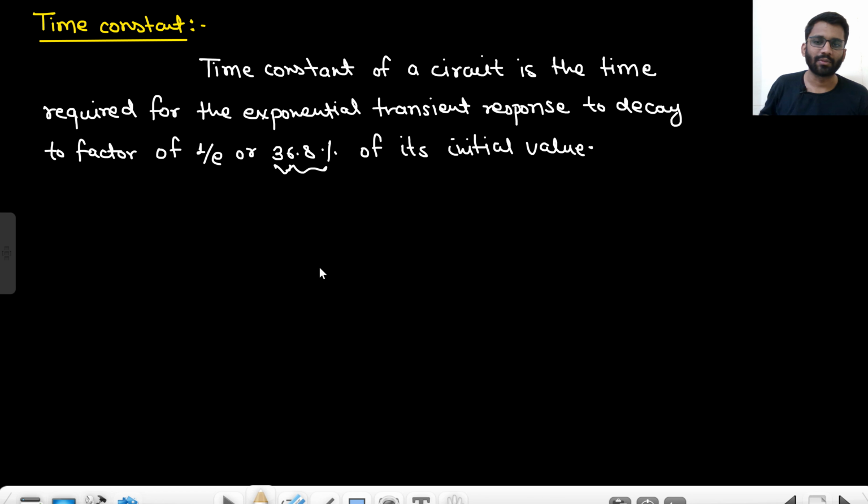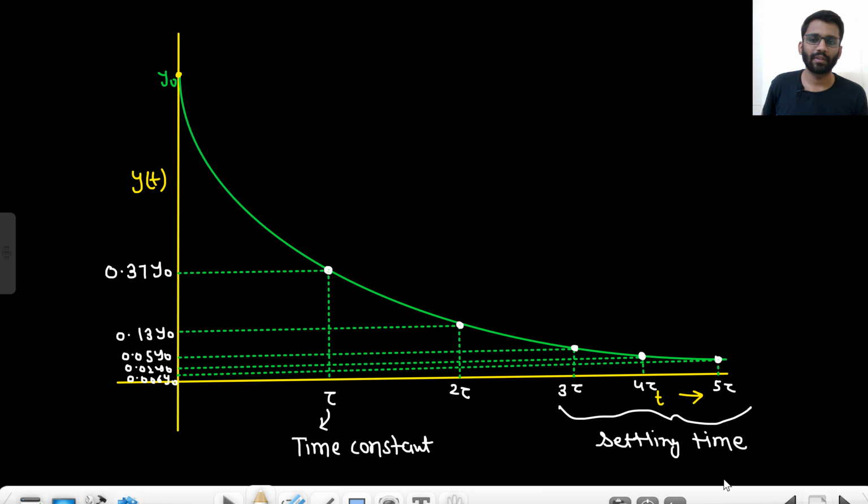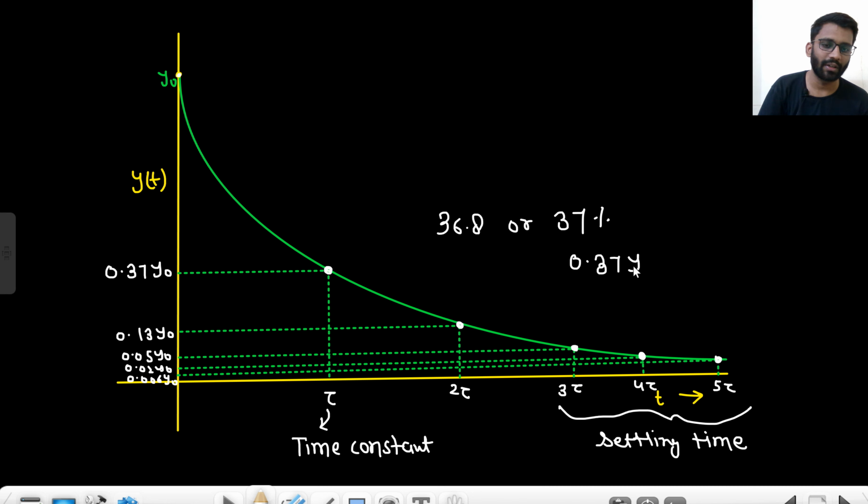So what is time constant? The time constant of a circuit is the time required for the exponential transient response to decay to a factor of 1 by e, or 36.8% of its initial value. What was its initial value? Y naught. When it is going down to 36.8, or you can say 37% of its initial value. So what is 37% of its initial value? That is 0.37 y naught. So how much time is it taking? Tau.